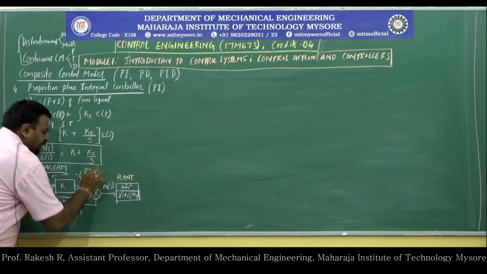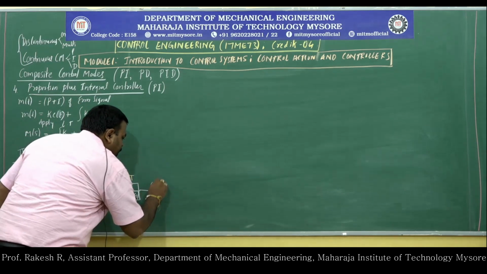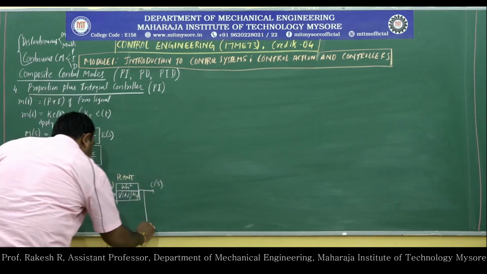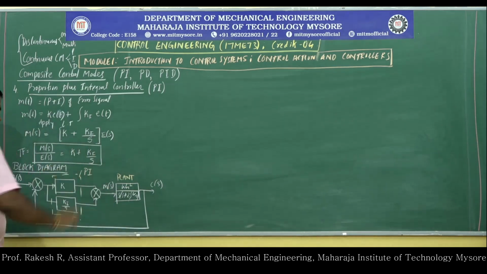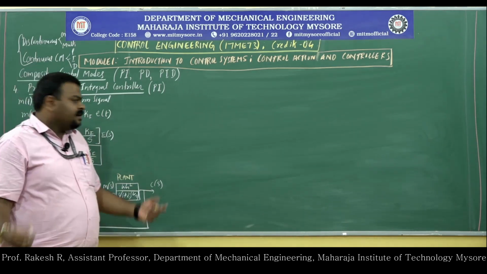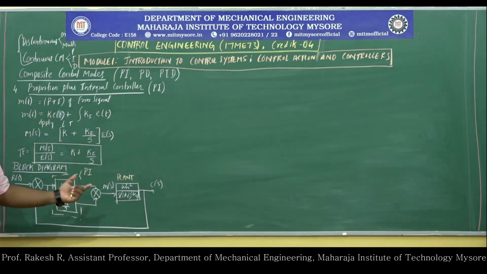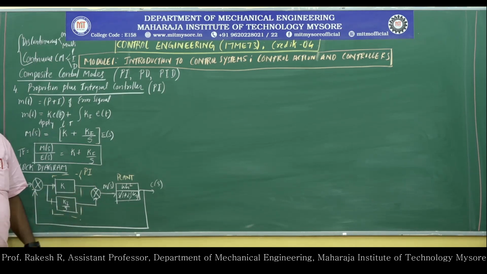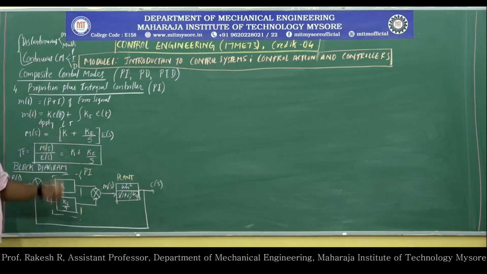So I will write PI. Then the output, the controlled output signal, then again a feedback which measures the output. So here we have considered a unity feedback system. So this is a block diagram of the PI controller. While writing the block diagram, you have to ensure that the proportional as well as integral blocks are parallel to each other. That is one of the important things, because here there is a plus sign.